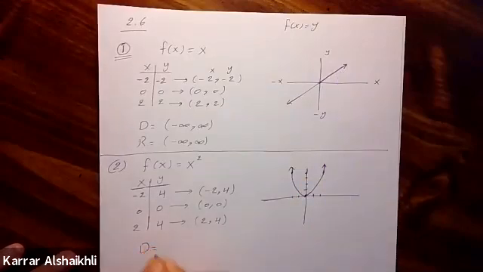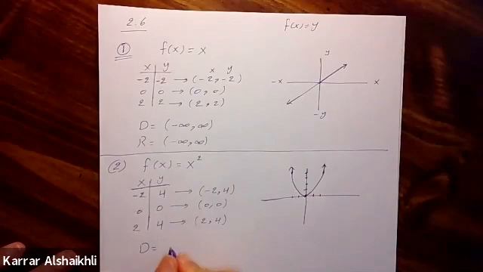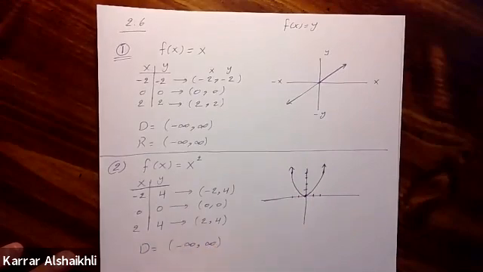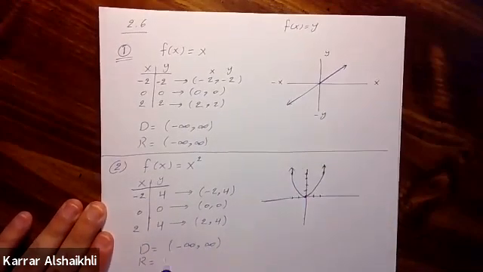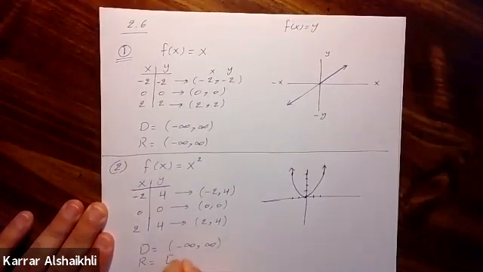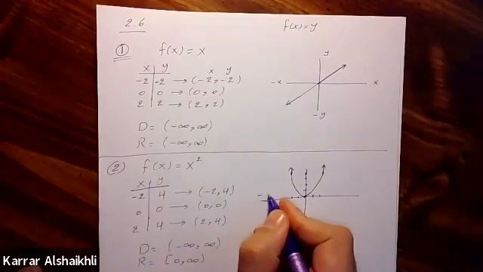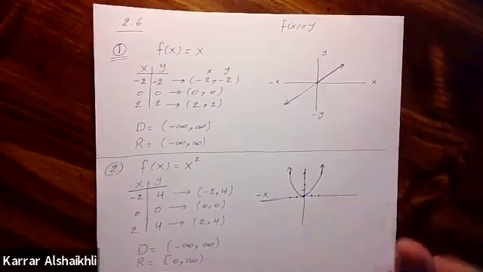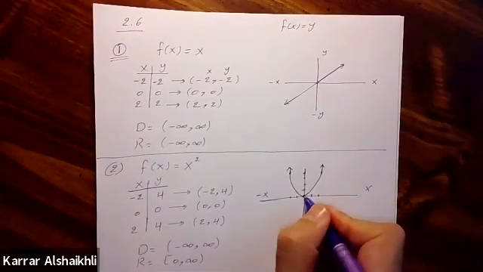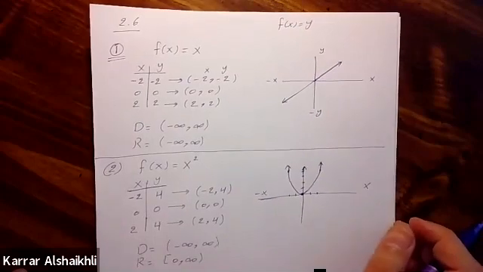Here is another piece of information: the domain for this function is always from -infinity to infinity. And the range is from 0 to infinity. So I have to put a bracket here, from 0 to infinity. That's if they ask you what's the domain for this function, what's the range. The domain is from negative infinity to infinity, and the range starts for the function from 0 to infinity. So this is the graph of x squared.